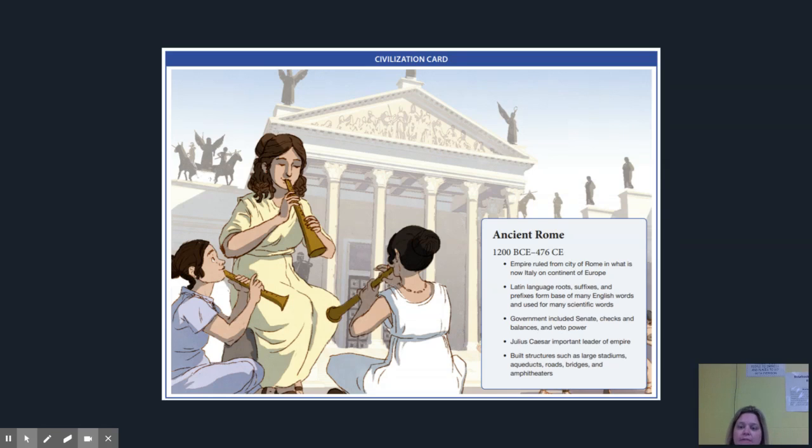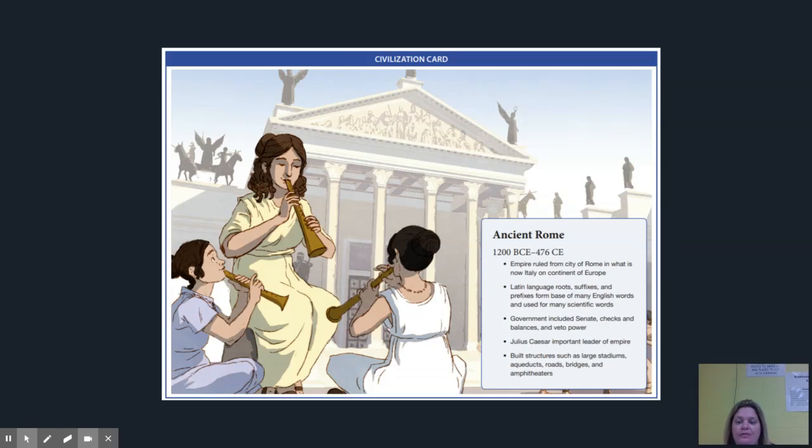And then finally, we have ancient Rome. Rome is one of the most interesting civilizations that you'll get to know. Now, it's about 1200 BCE to 476 CE. That's when the Roman Empire fell. Now, the empire ruled from the city of Rome in what is now Italy. That's the country that looks like a boot. It's in the southern portion of the continent of Europe.